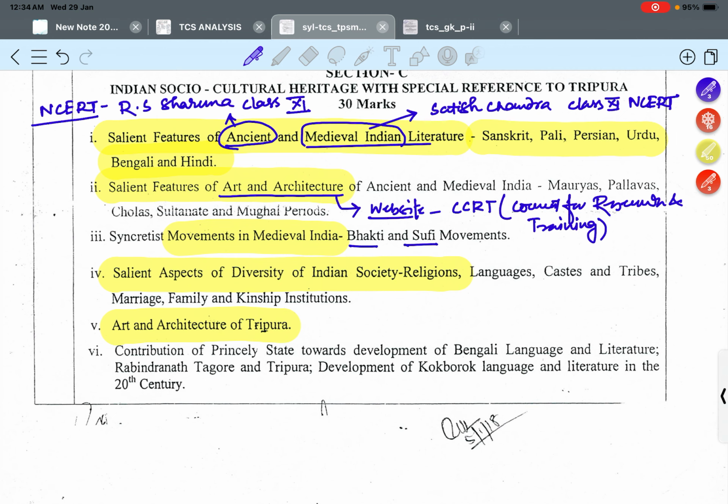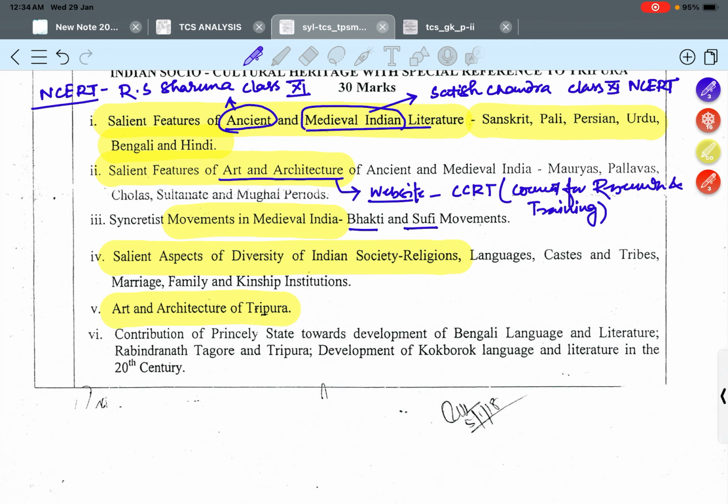The Bhakti movement, Sufi movement, everything you will get in those NCERT books. Also some art and culture of medieval India you will get in CCRT. Or if you want a particular book to cover art and culture, you can also buy the book by Nitin Singhania, art and culture.